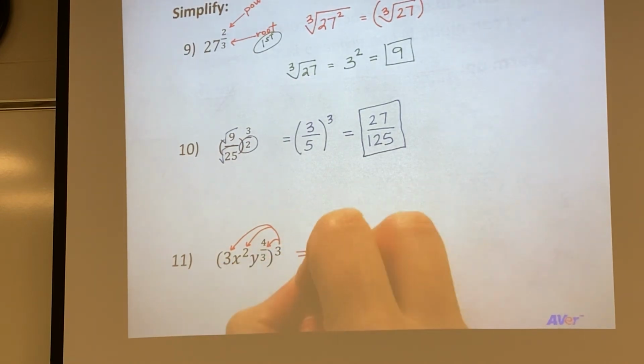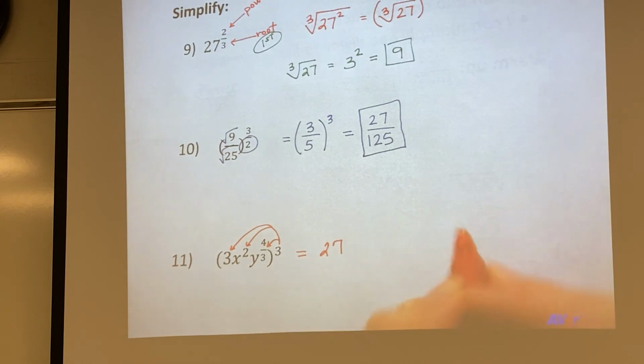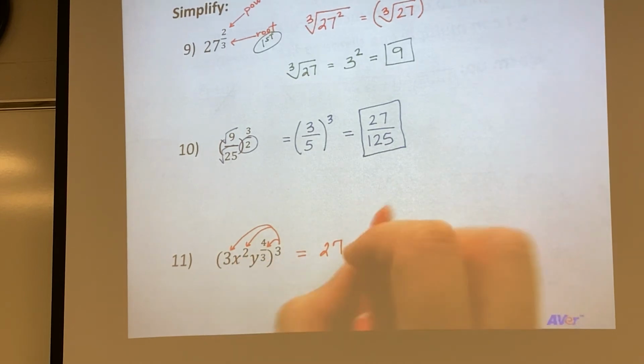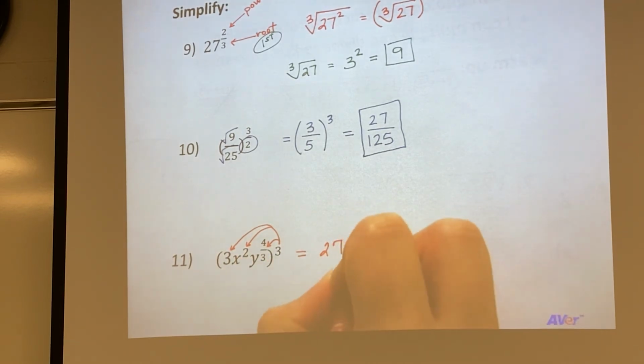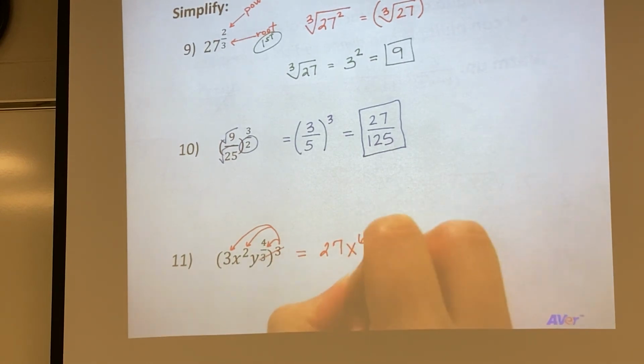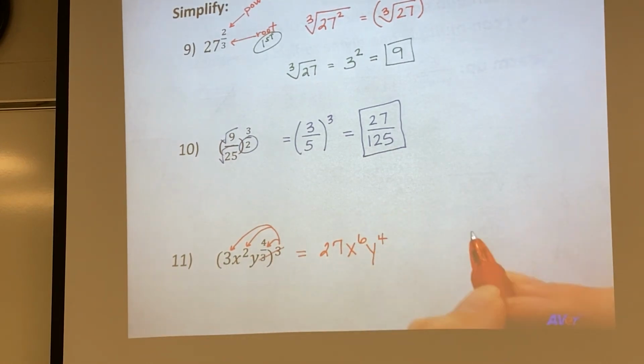So 3 cubed is 27. X squared cubed, when you have a power to a power, you multiply. So 2 times 3 gives us x to the 6th. And same thing here. Here's another power to a power. So 4/3 times 3. Well, when you have the same number on numerator and denominator, you can divide those out to equal 1. So we're just left with 4. So y to the 4th.